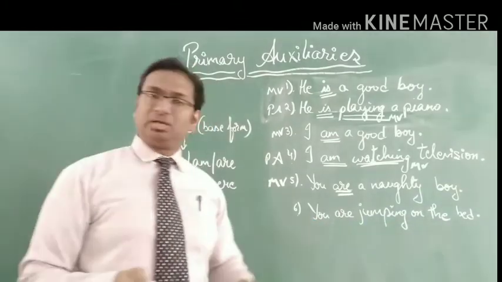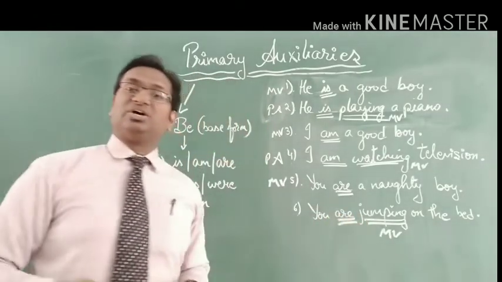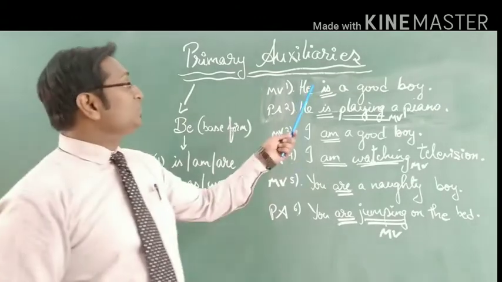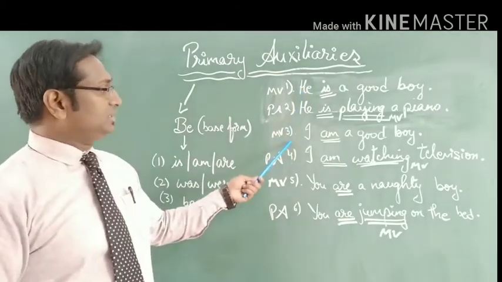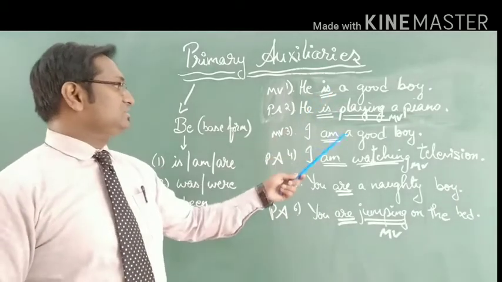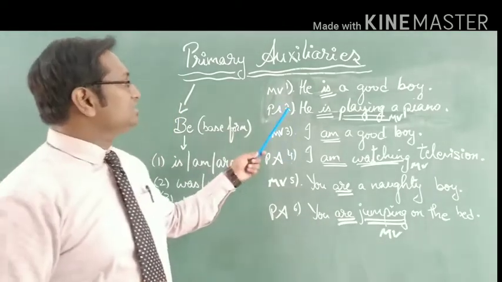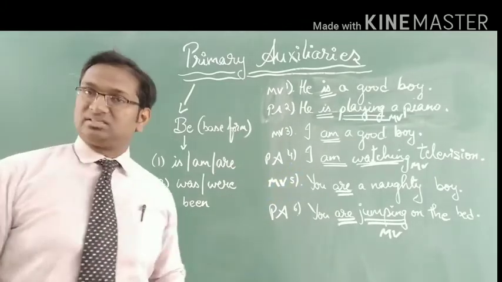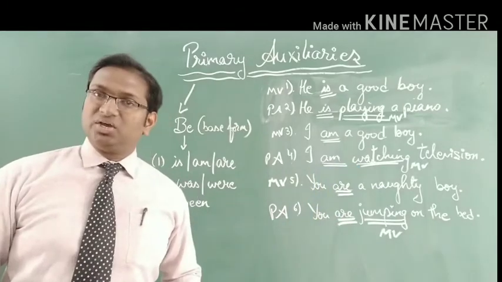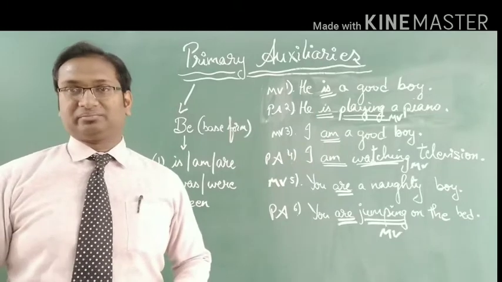Next, you are jumping on the bed. Here, jumping is your main verb and are plays the role of primary auxiliary. So, first, third and fifth: in these sentences, is, am, are play the role of main verb. And second, fourth and sixth sentences over here, playing, watching, jumping, these are your main verbs and helping verbs are is, am, are.